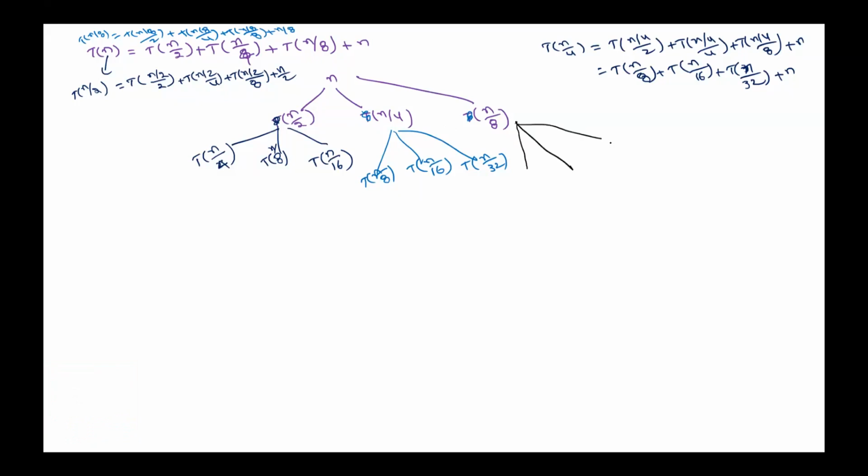All are same level. Okay. What is that we can write in place of T of n by 8? T of n by 8 by 2 means T of n by 16. T of n by 8 by 4 means T of n by 32. T of n by 8 by 8 means T of n by 64. Is that correct?